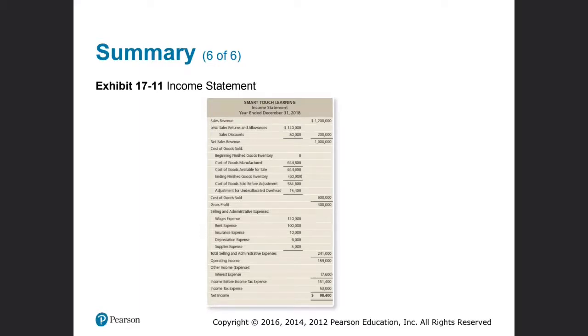Then we begin with our finished goods. So we've got all of our finished goods and our cost of goods sold accounts here, bringing us to our gross profit. Then we're going to subtract out all of our selling and administrative expenses, giving us our operating income. Subtract out any other income, our interest expense, income tax expenses, and that's going to bring us down to our net income.